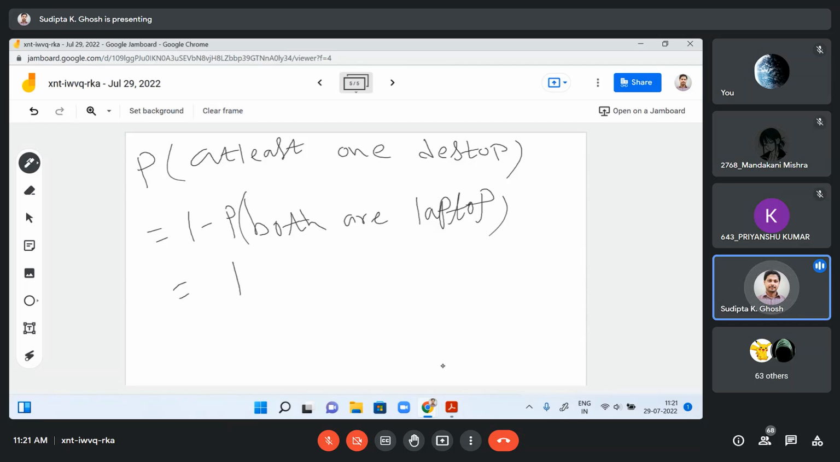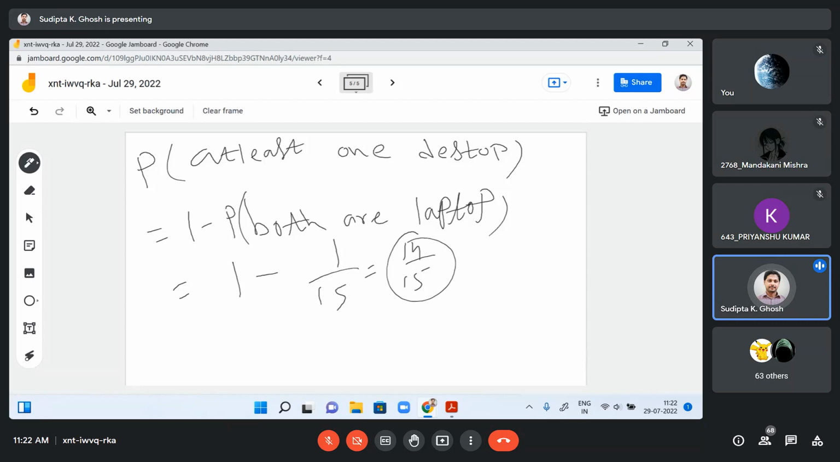But what is the probability of both being laptops? Exactly, it is given as 1 by 15. So ultimately it becomes 14 by 15. That is your answer. So here you notice one thing.